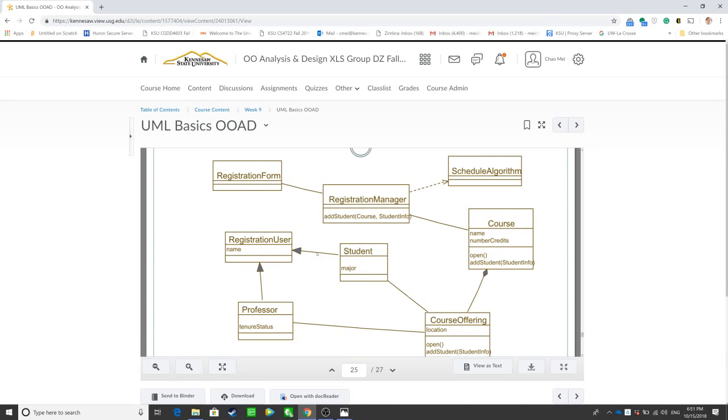This means student is inherited from the registration user. Student is a registration user. Student has all these attributes and operations, behaviors from the registration user. And you can implement student with some additional attributes or override some of the methods. And likewise, the professor is also a registration user. The professor class inherits from the registration user.